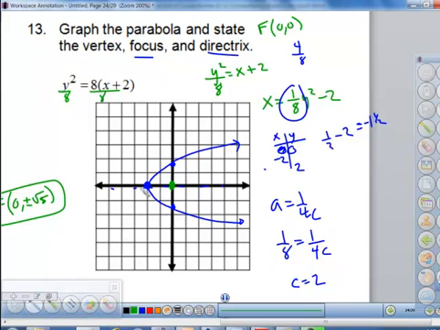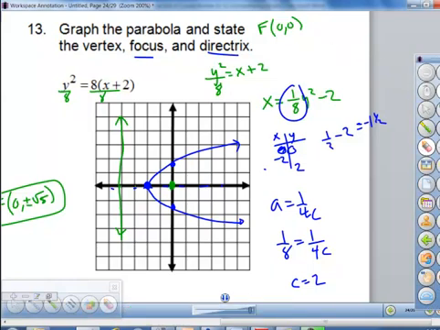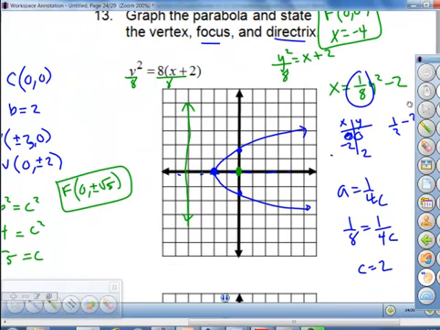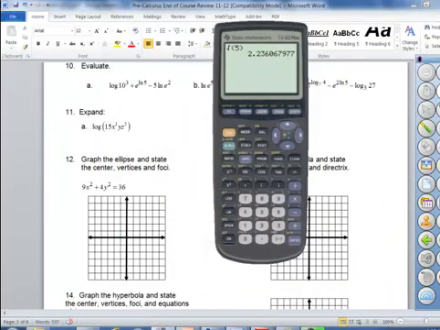And then if I go back to 1, 2, this is where my directrix is. The directrix is going to be a vertical line that goes like this through x is negative 4. So the directrix is x equals negative 4. Okay? Almost done. At least with this page.